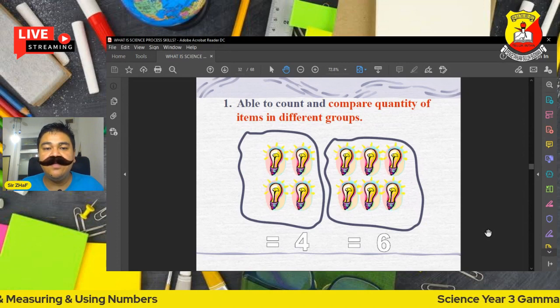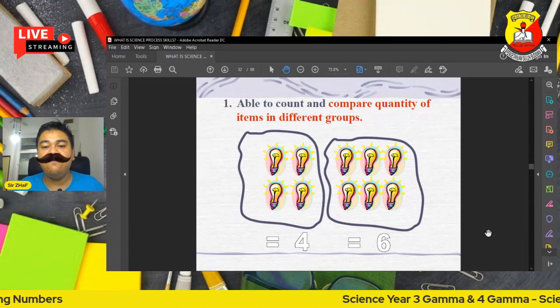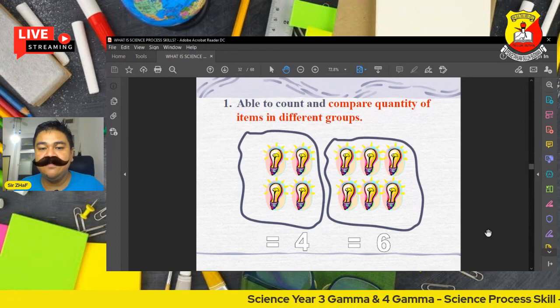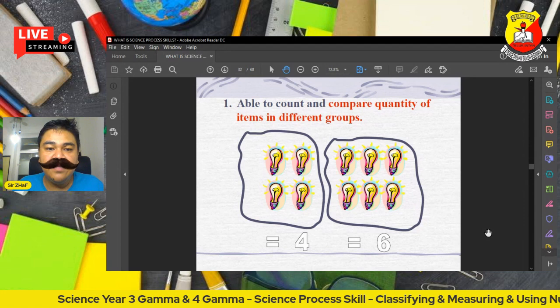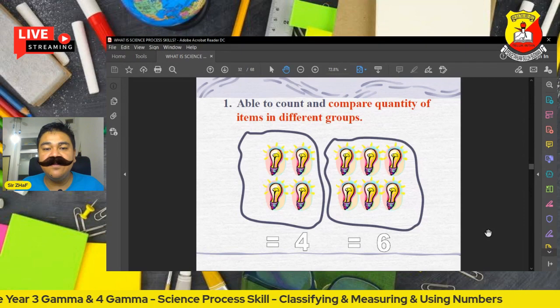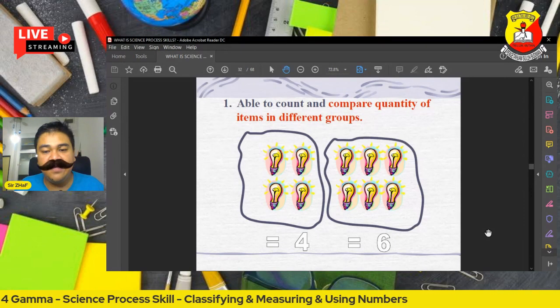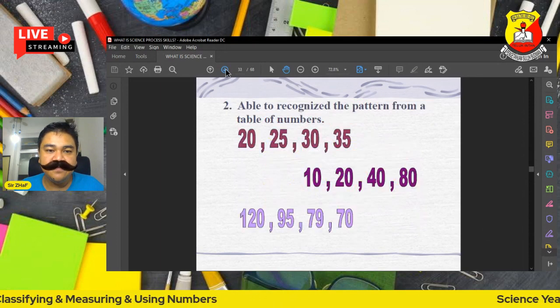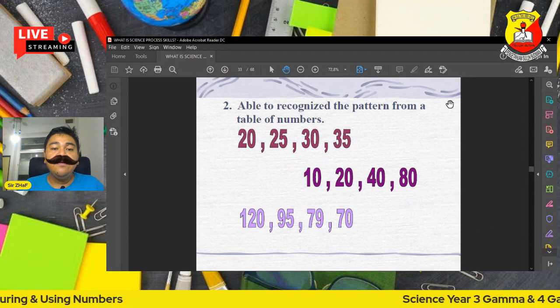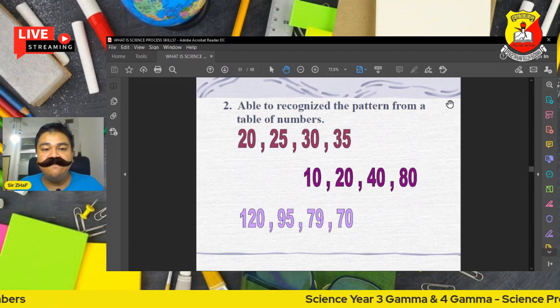You are counting it 1, 2, 3, 4, 5, 6. So there are 6 bulbs. So you are comparing the quantity of items in the different groups. The first group is 4, the second group is 6. Okay, next. You are able to recognize the pattern from a table of numbers.